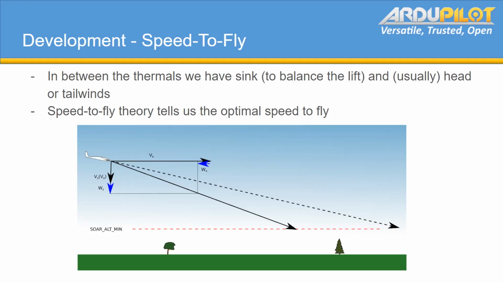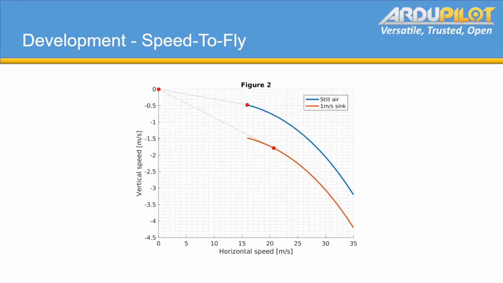And there's a theory which tells us what the new optimal speed is. We can again use the same graphical construction technique where, for this example of 1 meter per second of sink, we move the glide polar down to add that 1 meter per second onto the original vertical speed. Then we repeat that tangent process and come up with a new airspeed, which, as we expect, is higher. So if we're flying in sink, we expect to want to fly faster to get through it.